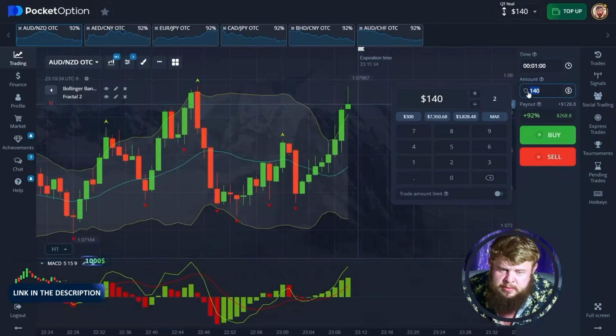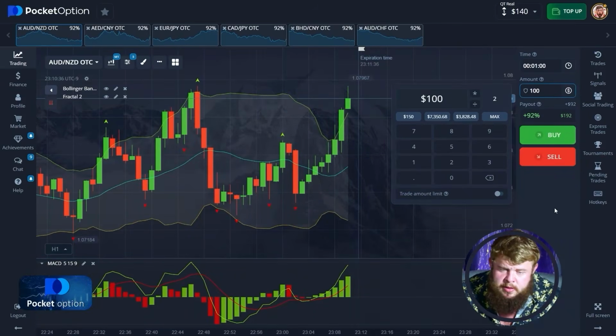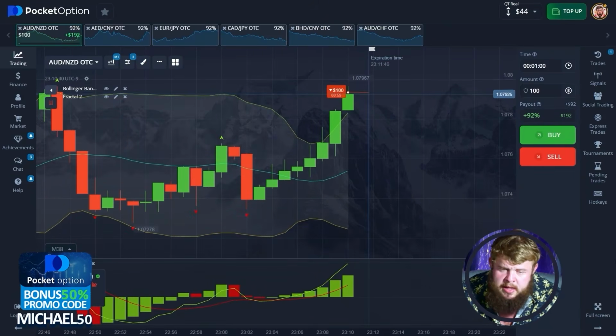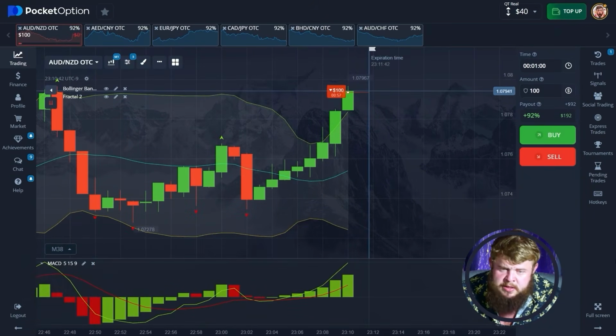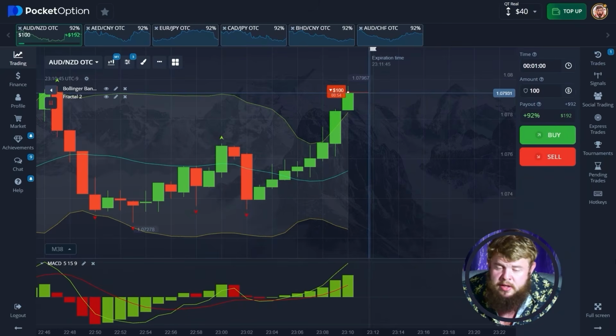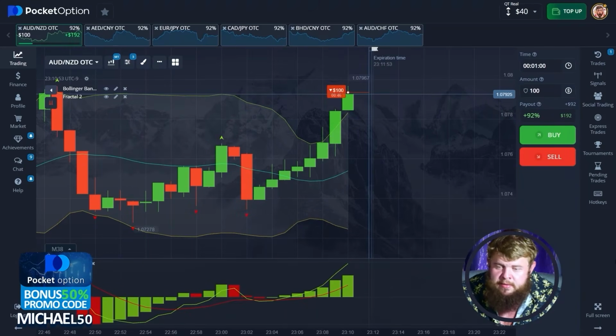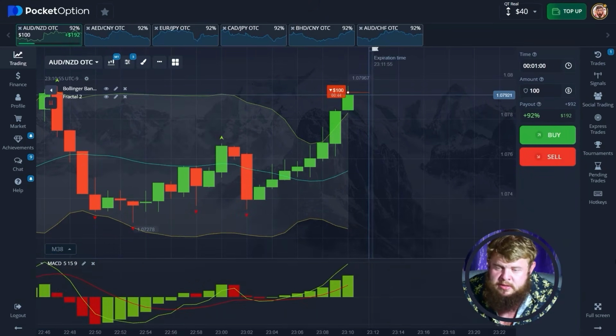Let me change our investment from $140 to $100 and let me try to open, I think, a sell position here, because we're expecting to receive a pullback reaction from the resistance line zone, and this is highly likely to be done. So that's why I have already done this. I have already opened a sell position in this trade.